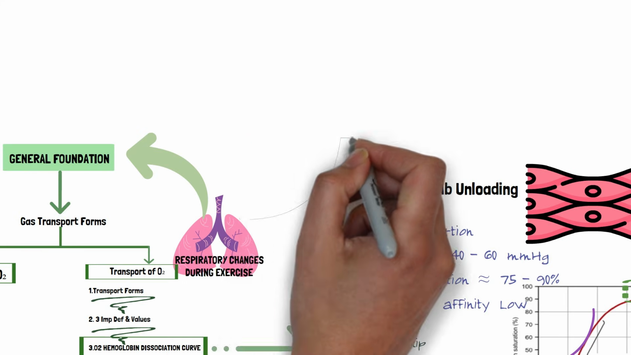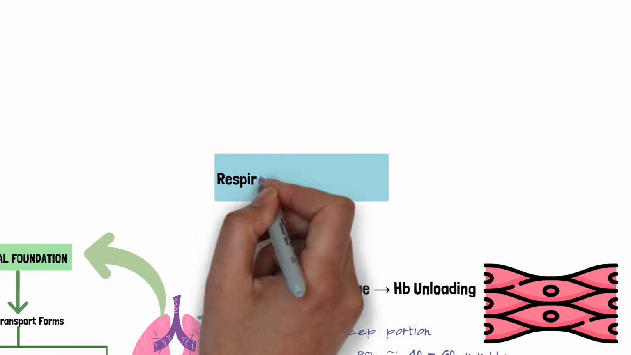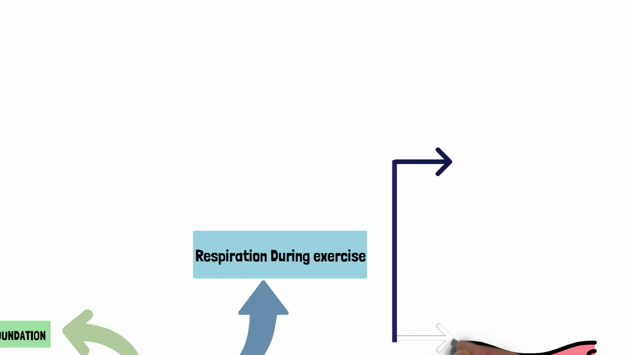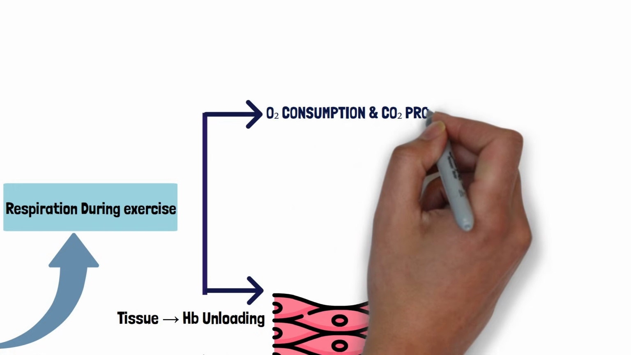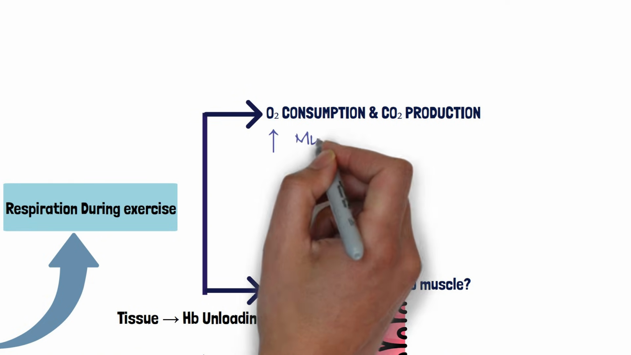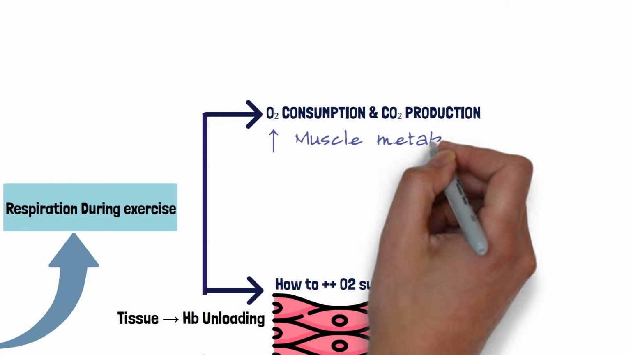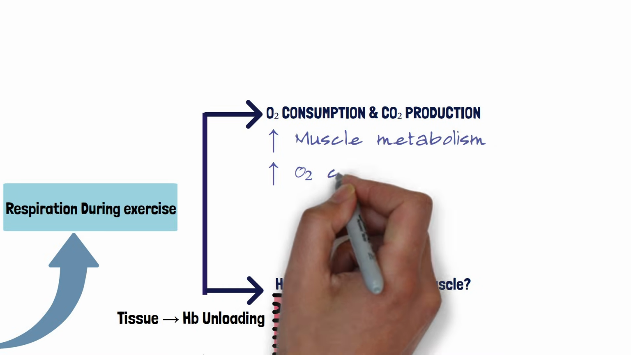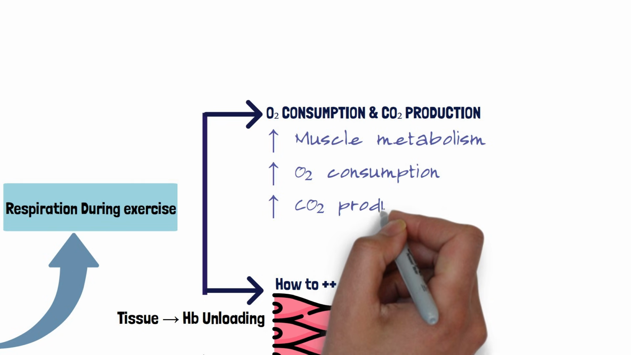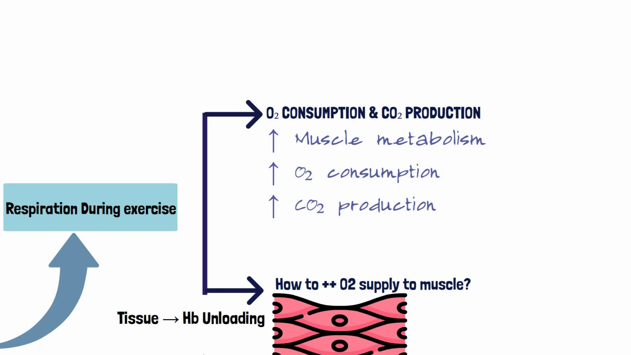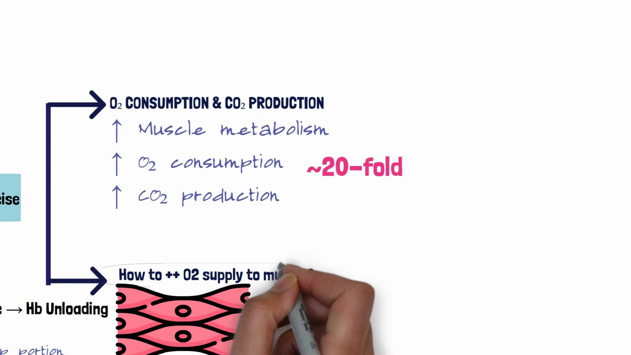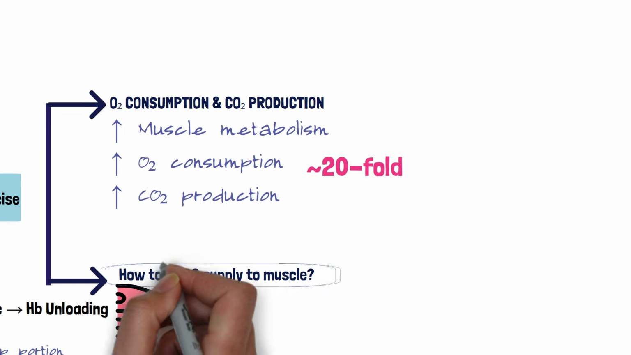Move to the second major point in MemoMap, respiratory changes during exercise, and we have two main points. What happens to oxygen consumption and carbon dioxide production during exercise, and how does our body increase the oxygen supply to the muscle? Starting with oxygen consumption and carbon dioxide production. Due to increased metabolism, the oxygen consumption and carbon dioxide production increase up to 20 fold, and to meet this we need to increase the oxygen supply.